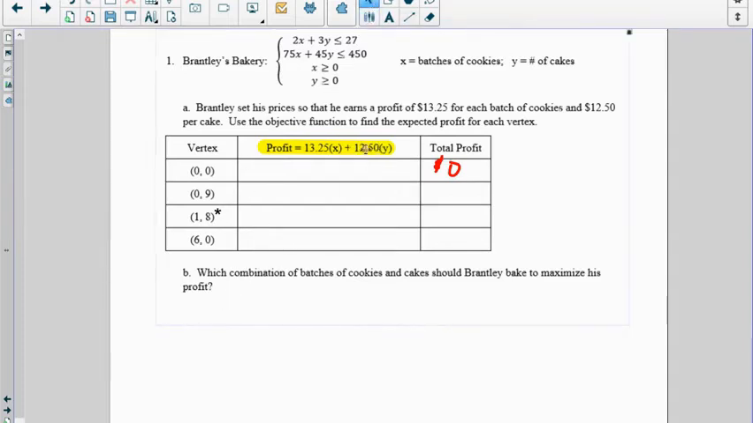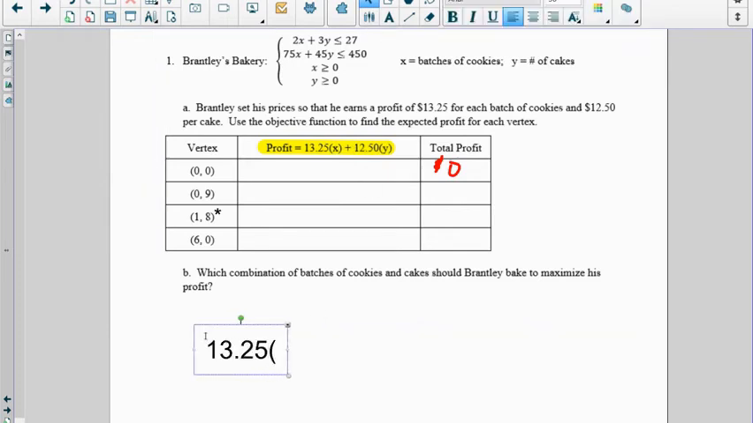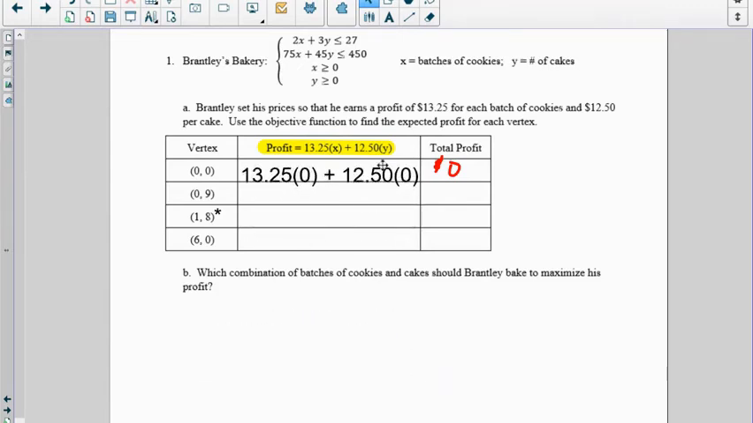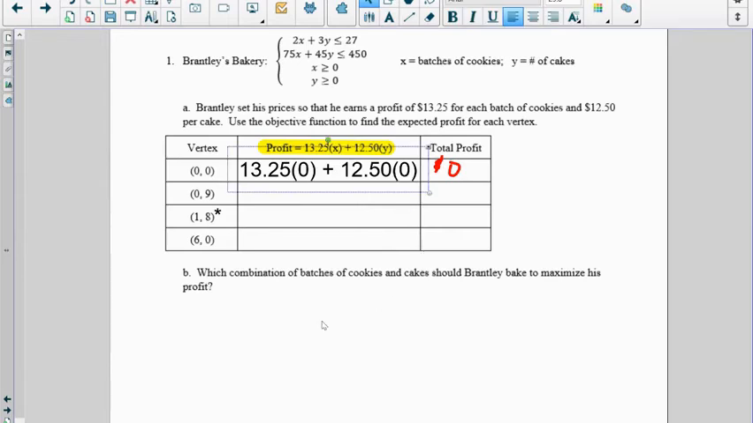We're going to take this objective function, 13.25 times x plus 12.50 times y, to give us the total profit. So we're just going to replace and say x is 0 and y is 0: 0 batches of cookies and 0 cakes. And when we calculate that, of course, we'll get a total profit of $0. All right, so I'm going to go ahead and copy this to save a little bit of time.